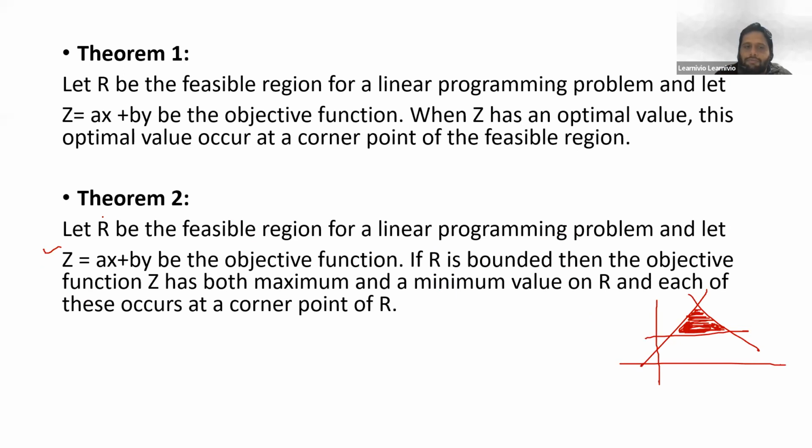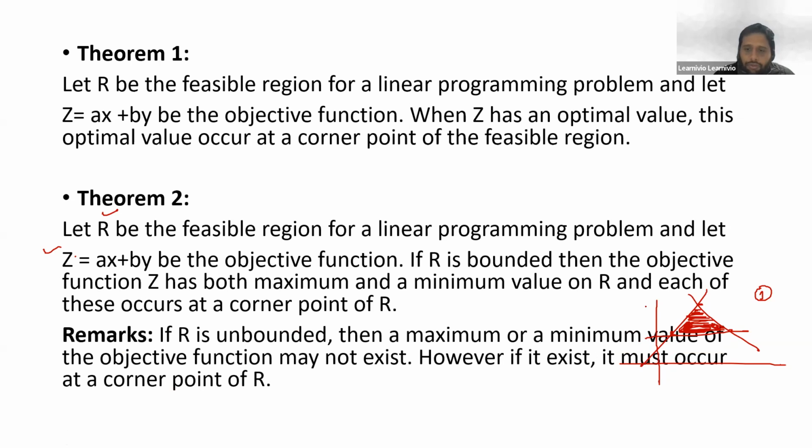So if R is the feasible region and Z is the objective function, if R is bounded, then the objective function has both a maximum and a minimum value on R, and each of these occurs at a corner point. What does this mean? If the feasible region is bounded, then your objective function will have both maximum and minimum values. Remember, this is the first condition. If it is bounded, then yes, maximum and minimum will occur, and they will occur at the corner points. I hope this theorem is clear to you. We will see the next part of this.